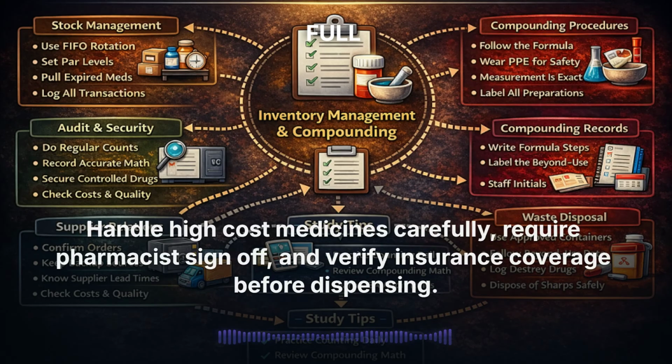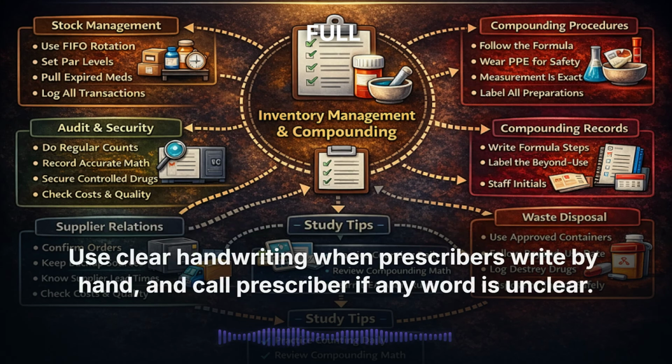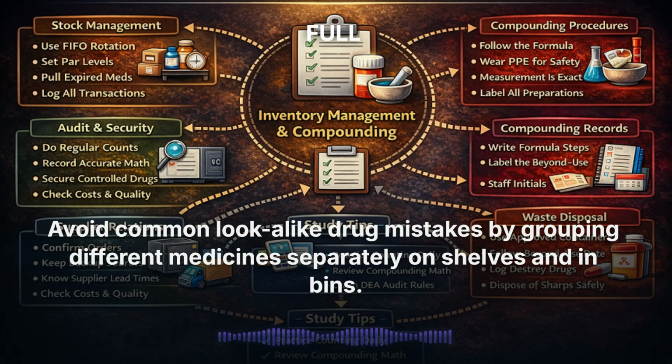Handle high-cost medicines carefully, require pharmacist sign-off, and verify insurance coverage before dispensing. Use clear handwriting when prescribers write by hand, and call the prescriber if any word is unclear. Avoid common look-alike drug mistakes by grouping different medicines separately on shelves and in bins.